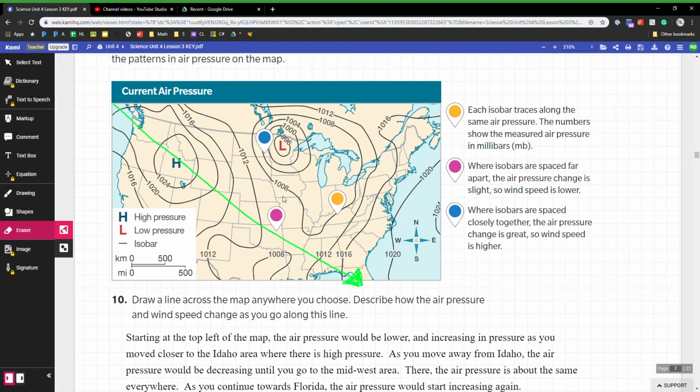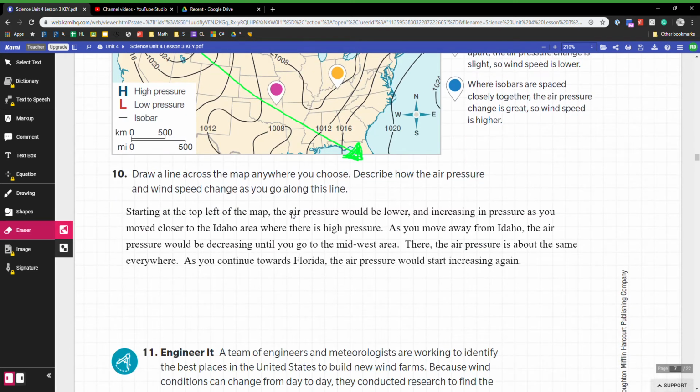In this area there are really no lines, or these lines are meeting. You can see how this line and this line represent the same pressure, so there's not much pressure change happening in this area right here. But then as I continue going closer towards Florida, we get 1,012, 1,016, and the air pressure starts increasing again. So that's how these diagrams work.